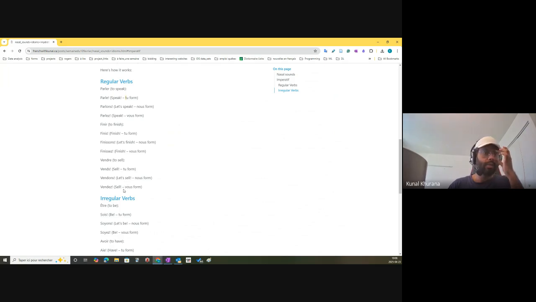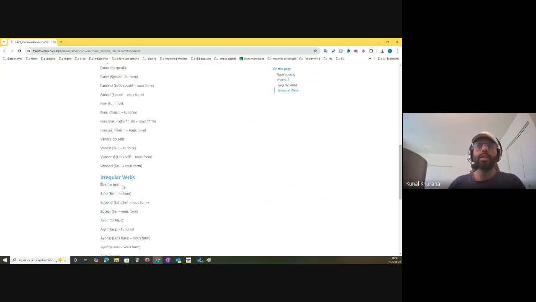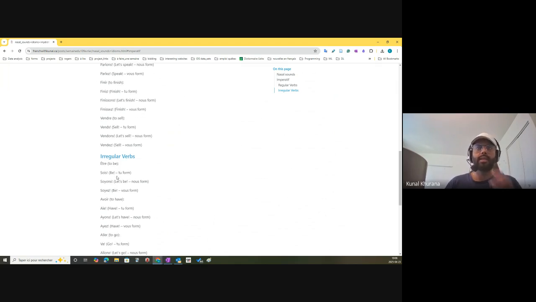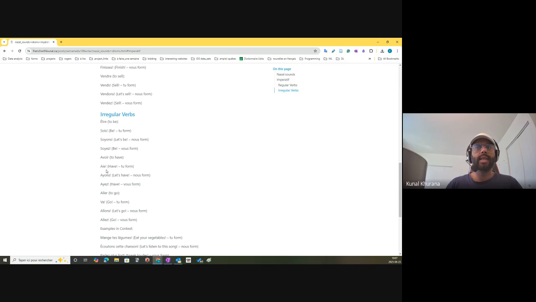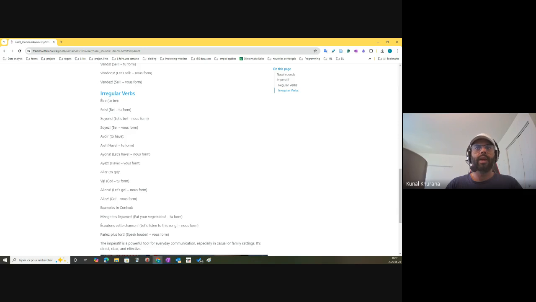And then the verbs that we have, those are irregular verbs. We have to just cram those imperatives as is. So let's see the activity we have, and then we will discuss in between. For irregular verbs, for être it's sois, soyons with nous form, and soyez. Avoir: aie, ayons, ayez. Aller is va, allons, allez.